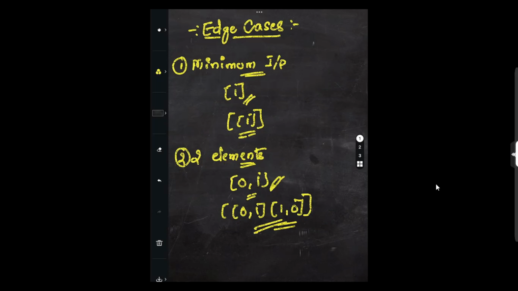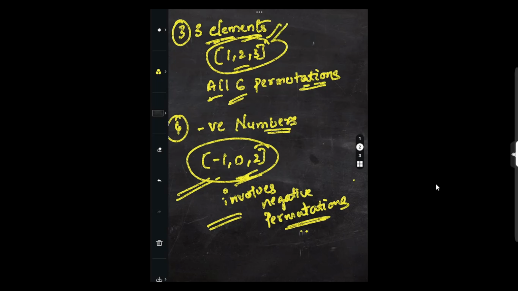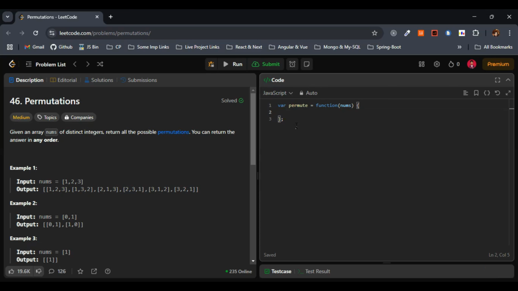So these are the 4 edge cases that we need to keep in mind. One is minimum input. Second one was 2 elements. Third one was 3 elements. Fourth one was negative numbers. I hope all the edge cases are clear. Now let's start writing the code. So let's write the code.